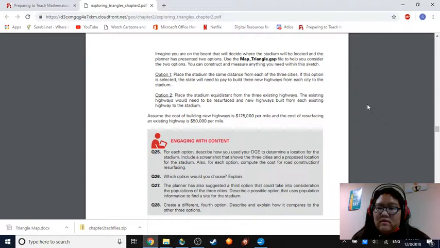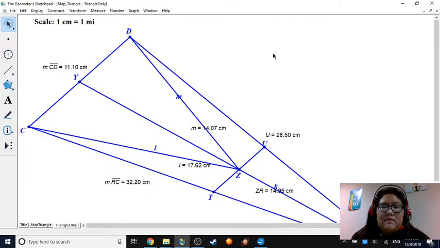The existing highways would need to be resurfaced and new highways built from each existing highway to the stadium. We have to resurface the existing highway. Now that's a tricky question, because if you're from, for example, City D, then you have to take this highway then down here. But if you're from City C, then you have to take this highway down to here.